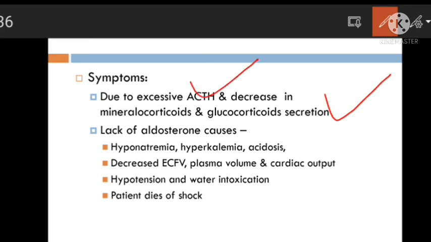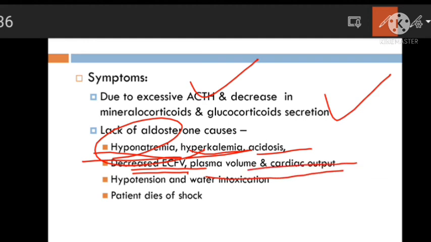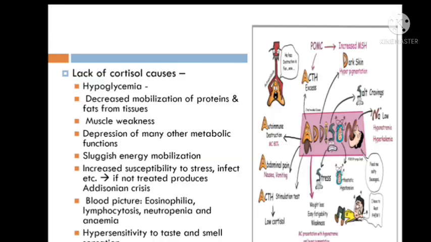Now which are the clinical features? You can see absence of mineralocorticoid and glucocorticoid, both are absent, so there is hyponatremia, sodium level decreases, hyperkalemia and acidosis. Along with hyponatremia, there is decreased extracellular fluid volume, decreased plasma volume, decreased cardiac output, blood pressure also decreases, and if the patient is not treated, the patient will die within 4 days to 2 weeks. Now, this is because of lack of mineralocorticoids or aldosterone, and lack of glucocorticoids.